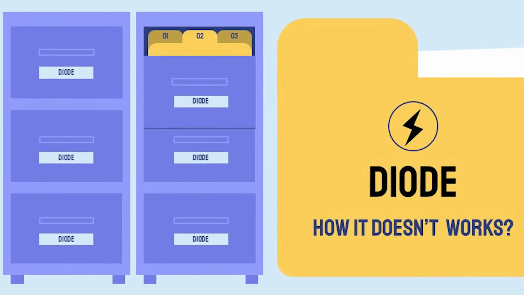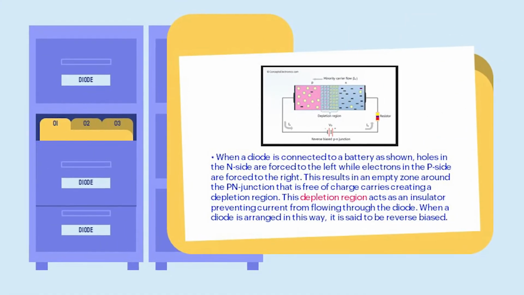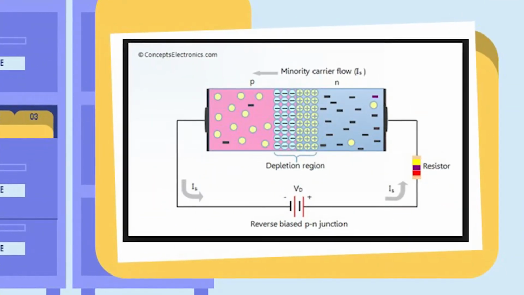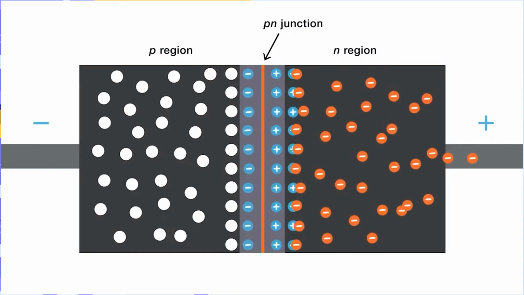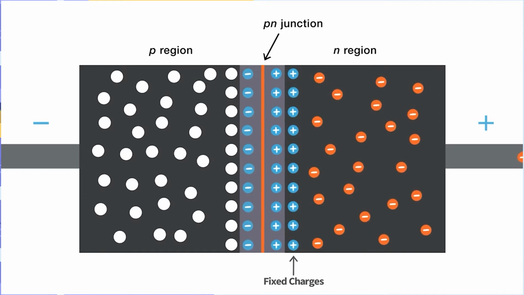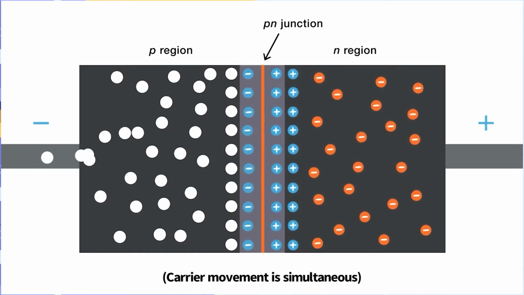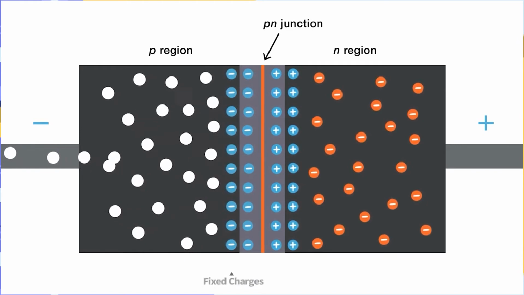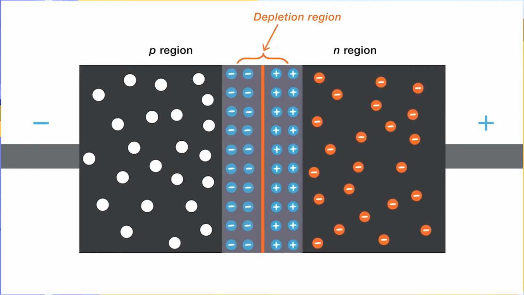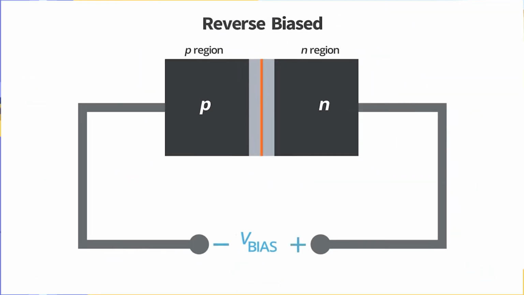How a diode doesn't work. When a diode is connected to a battery as shown, holes in the P side are forced to the left while electrons in the N side are forced to the right. The result is an empty zone around the PN junction that is free of charge carriers, creating a depletion region. The depletion region acts as an insulator, preventing current from flowing through the diode. When a diode is arranged in this way, it is said to be reverse biased.